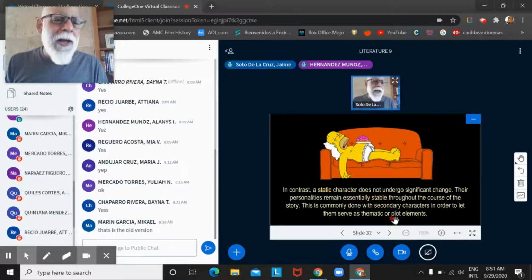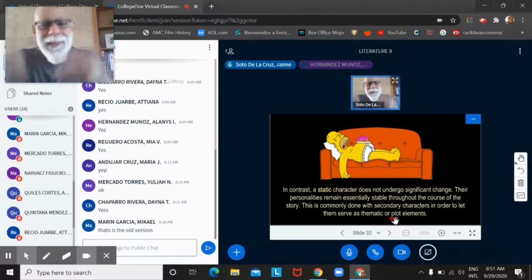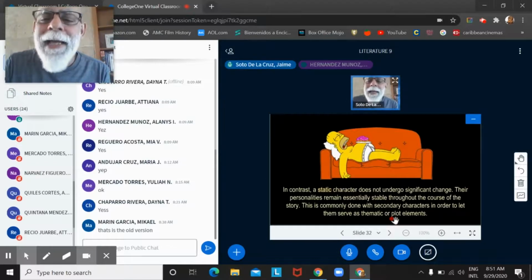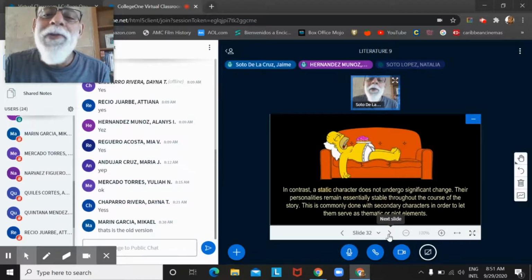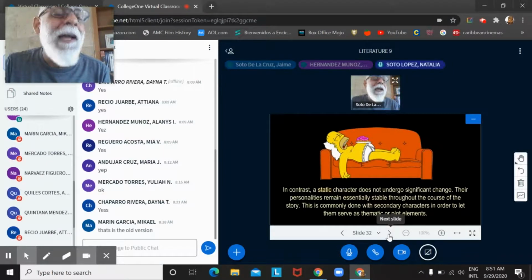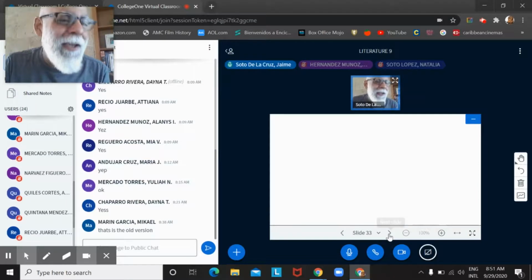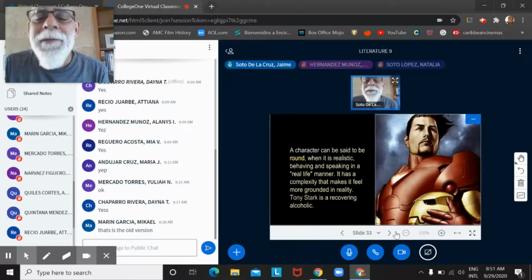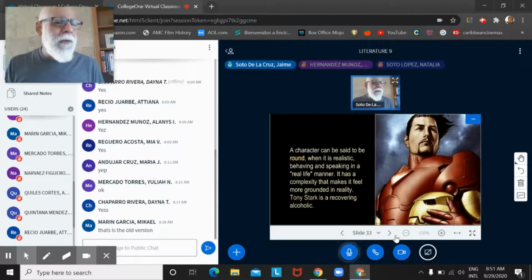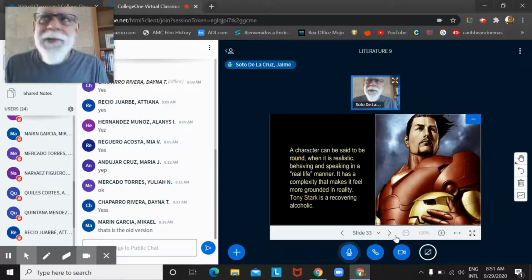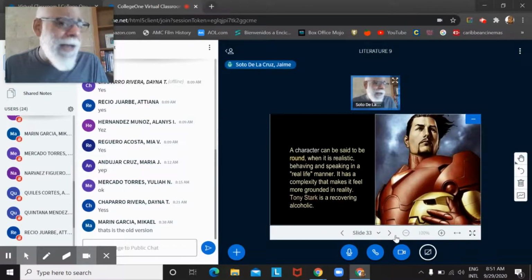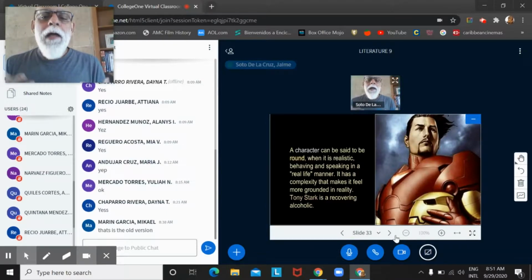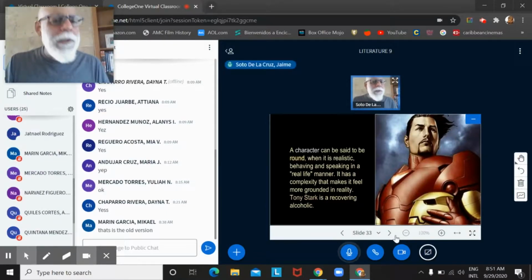Now you have characters that are always the same; they never change. Like this guy here, you know that guy, right? Who's that guy? Homer Simpson. And Homer Simpson will always be the jerk that he is, right? And then we also have another way of categorizing characters. We can say they are round or that they are flat. A round character like this one means that they are realistic, they are well rounded.